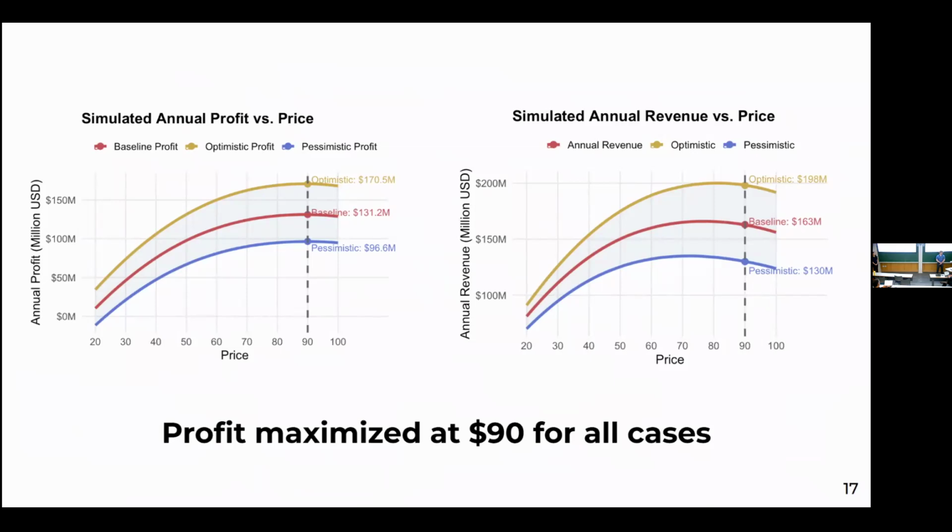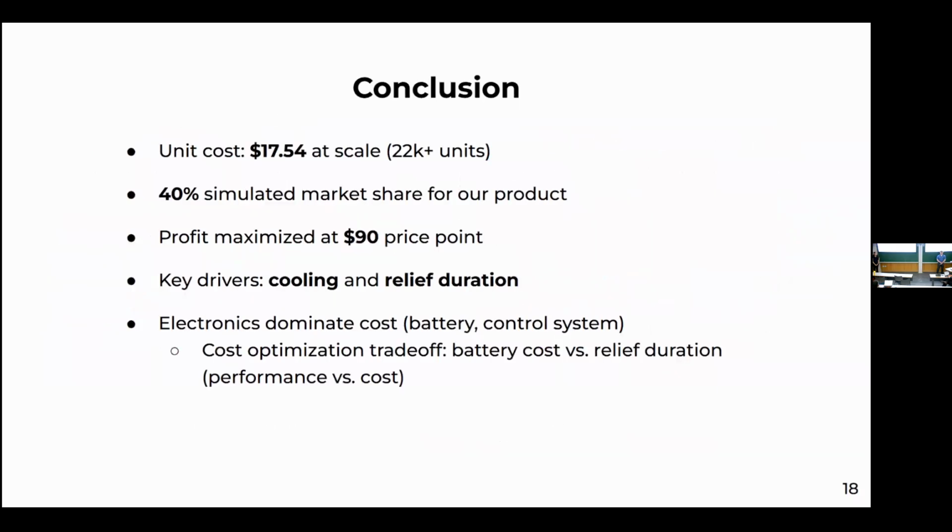Under pessimistic and optimistic assumptions, profit still performs best at $90. Thus, as it's really stable, we can assume our recommendation is fairly robust. So in conclusion, we reach a unit cost of around $17.5 when we reach scale, which is above 22,000 units.